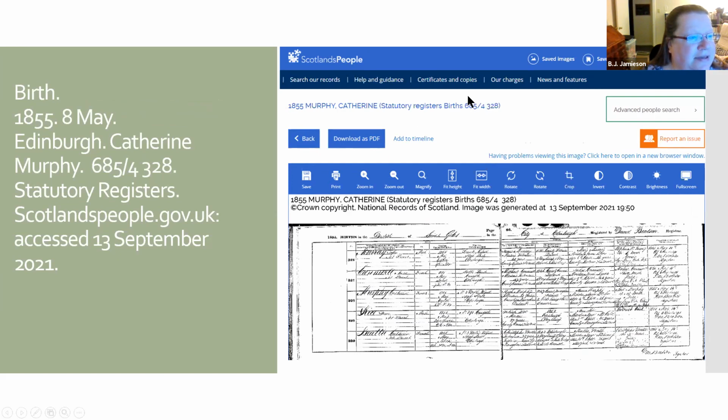And this 685/4 identifies Edinburgh is 685 and 4 is the parish within Edinburgh. And then she was the 328th birth entry for this parish for this year. And that number is right here.